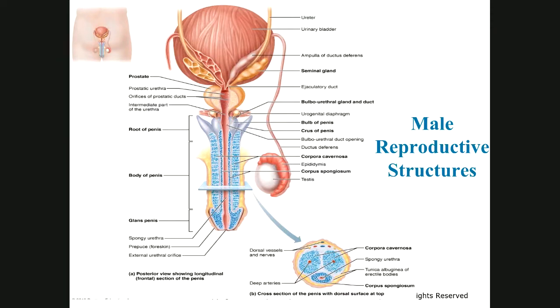We have the corpus or corpora cavernosa, that is the paired dorsal erectile body. And we have the corpus spongiosum, which is around the urethra and expands to form the glans and the bulb of the penis.